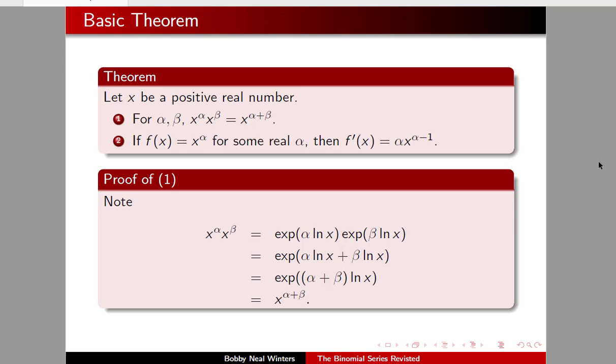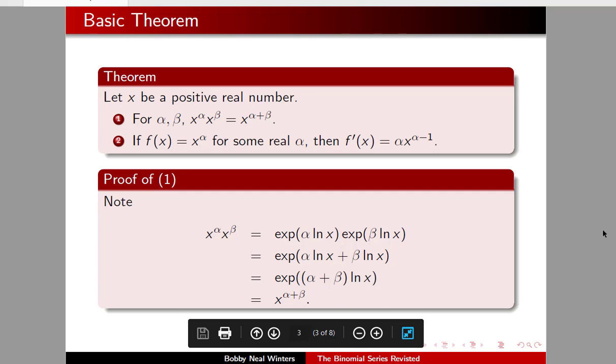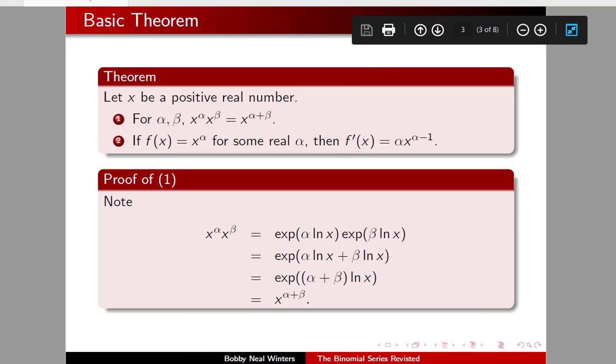The proof of 1, we just unroll the definition. x to the alpha times x to the beta is the exponential of alpha times natural log of x times the exponential of beta times natural log of x. We let exponential do its thing. We factor out the natural log in the argument, and then we go back to the definition, and we have it. Bang, there you go, the proof of part 1.